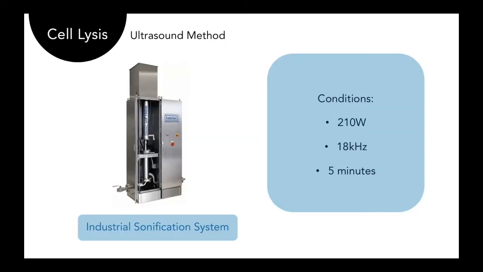After sufficient quantities of DHA are synthesized from glycerin, the compound must be released from its intracellular storage. For this, the ultrasound method can be used to lyse cells. Sonication at 210 watts and 18 kHz for 5 minutes is enough to release DHA produced and prepare the culture broth for downstream processing and purification.